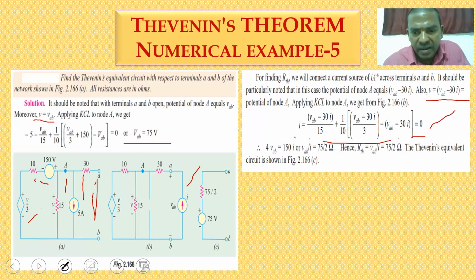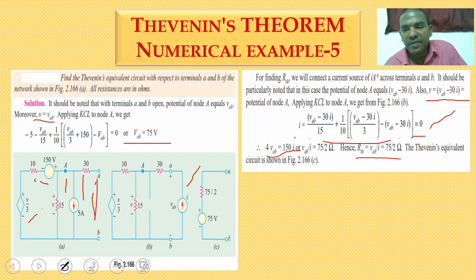So you can get the final expression: 4 VAB is equal to 150I, and already VAB is 75. Then you can calculate the current value. After that, RTH is equal to VAB divided by I. Finally you can get 75 by 2 ohms.